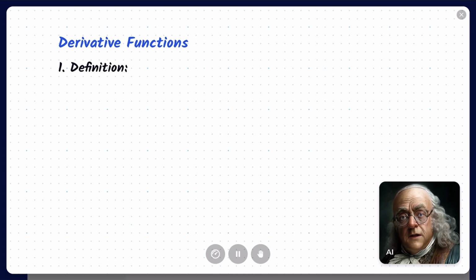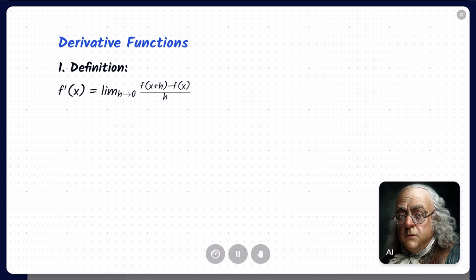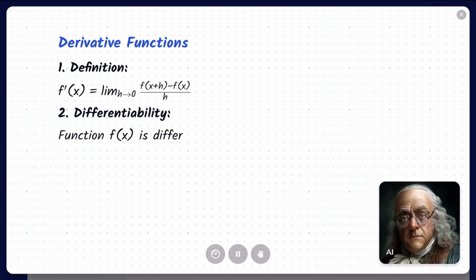1. Definition. The derivative function, denoted as f'(x), is defined as the limit, as h approaches 0, of the difference quotient. 2. Differentiability. A function f(x) is said to be differentiable at a point a, if the derivative at that point, f'(a), exists.